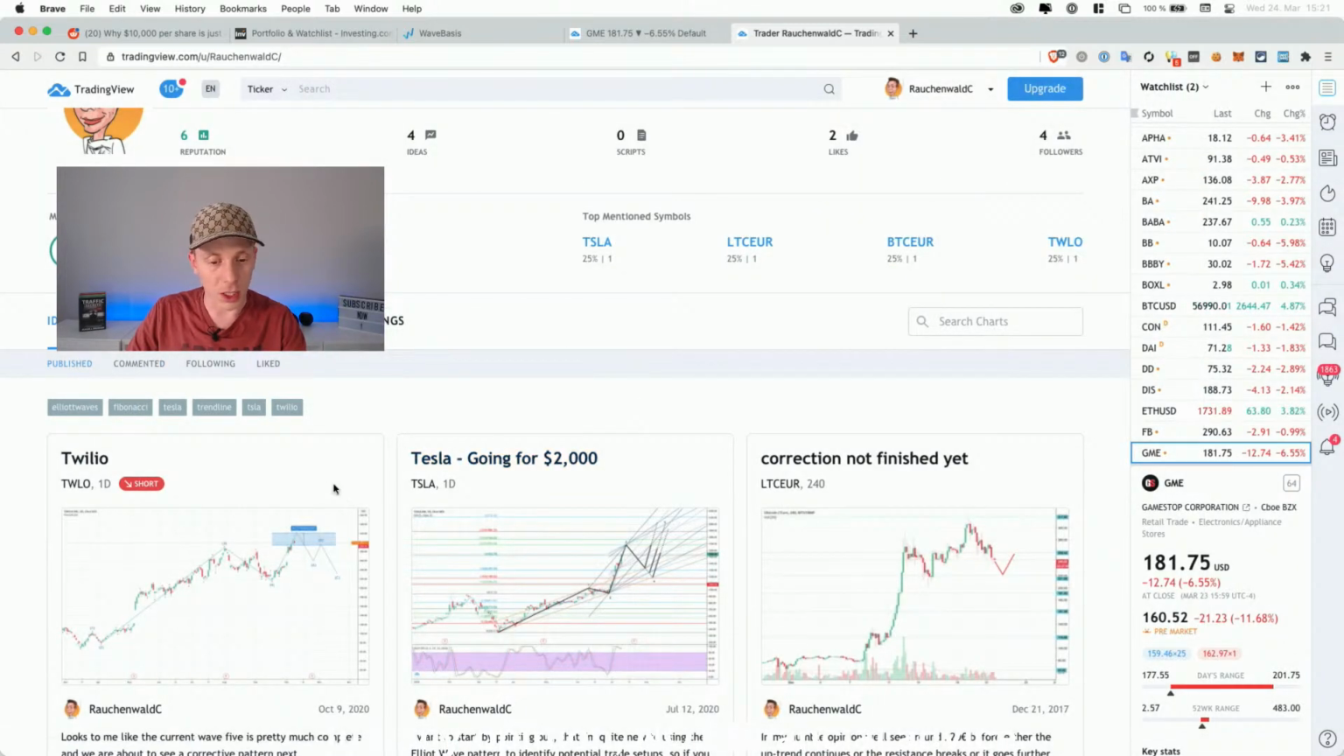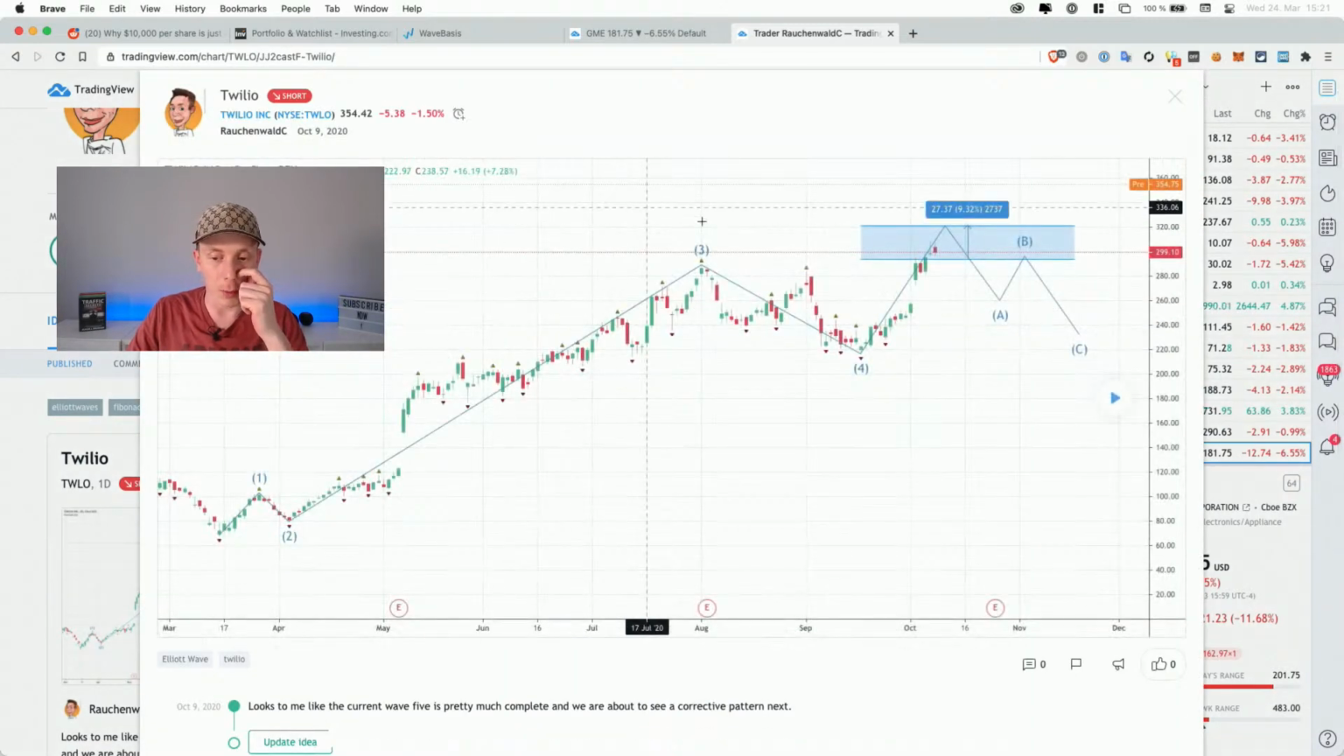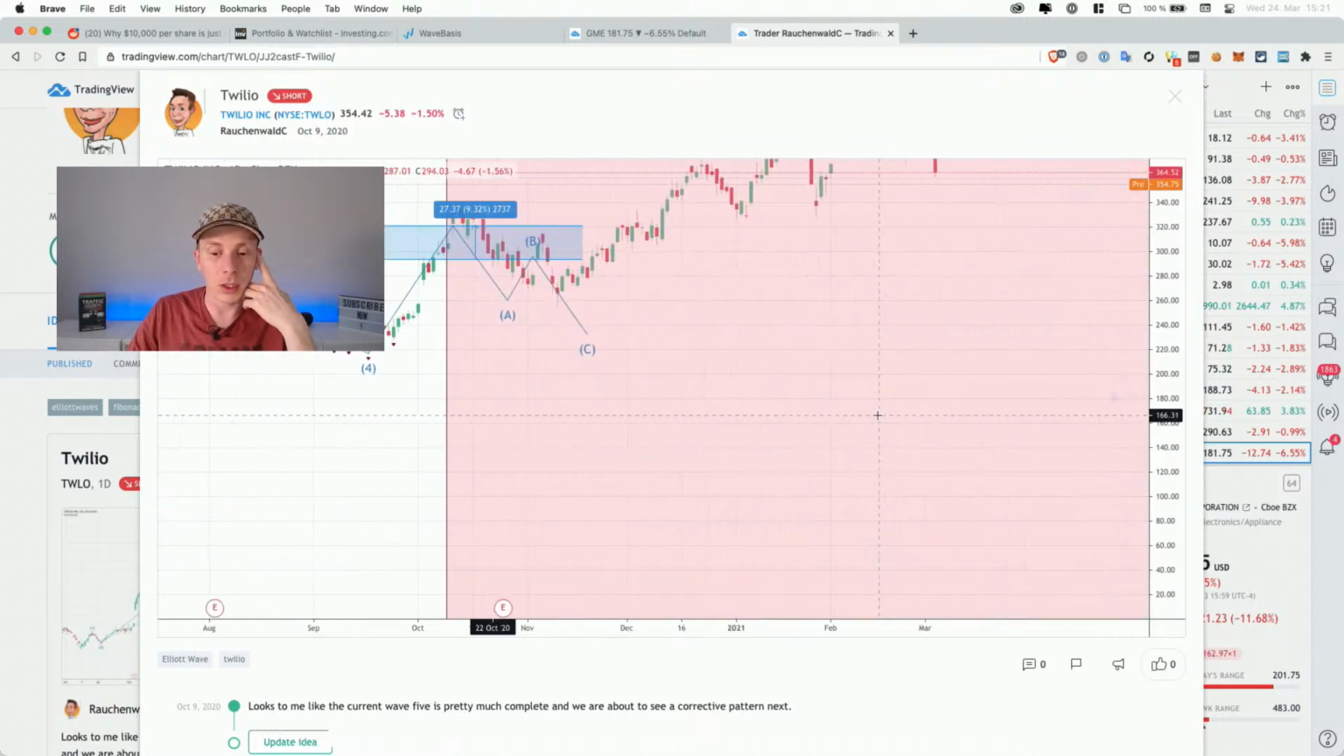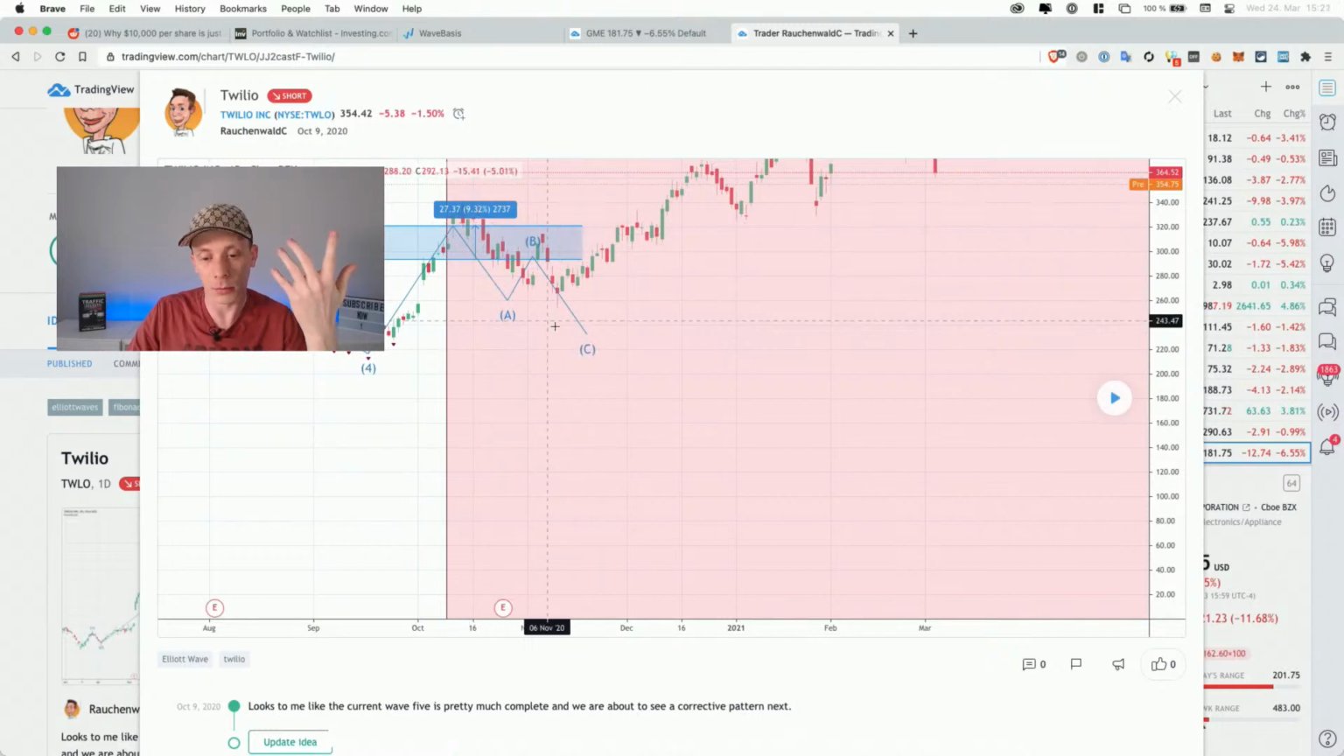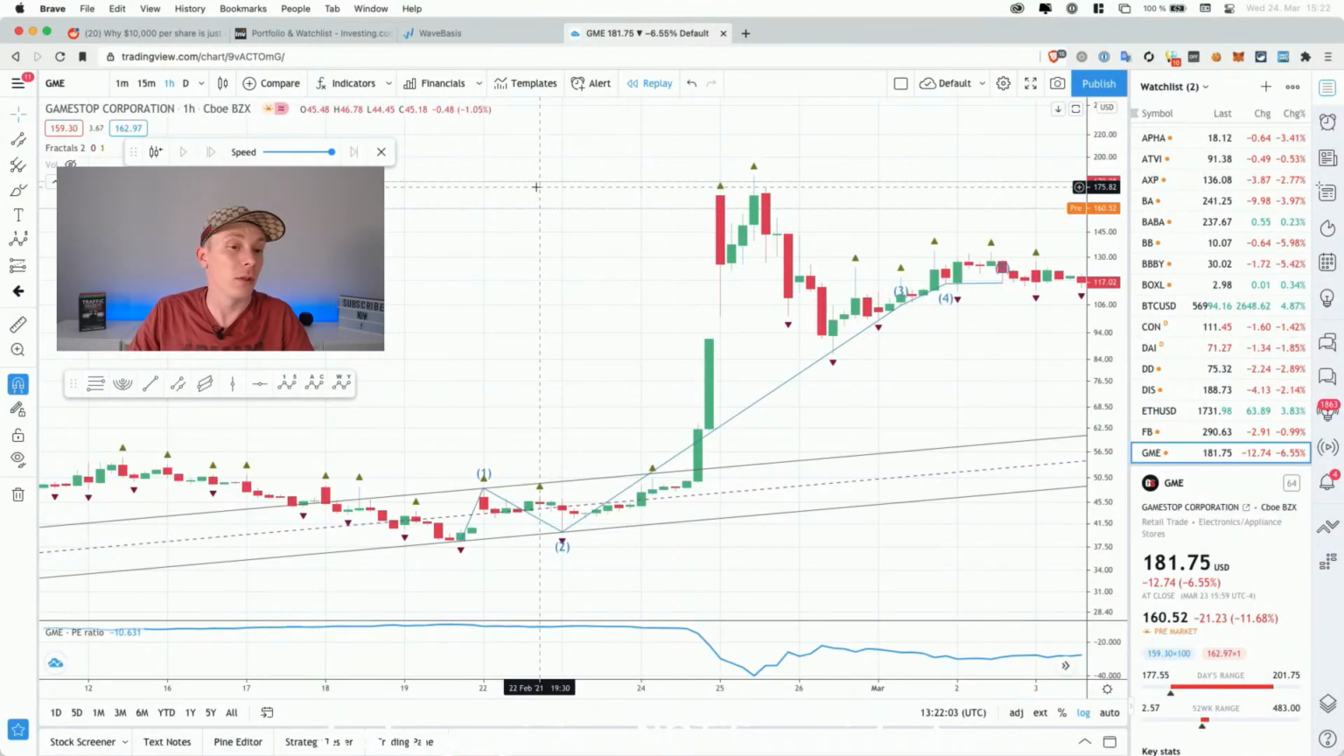And since we're there, another example would be Twilio here, where again I suck at predicting corrective patterns. But even here, A, B, my C went a little bit too far, but overall still quite accurate. So I like Elliott Waves, and I don't care about much else, to be honest. I look at other indicators, and obviously I look at news and technical and fundamental analysis, in terms of things like short interest and all that stuff.